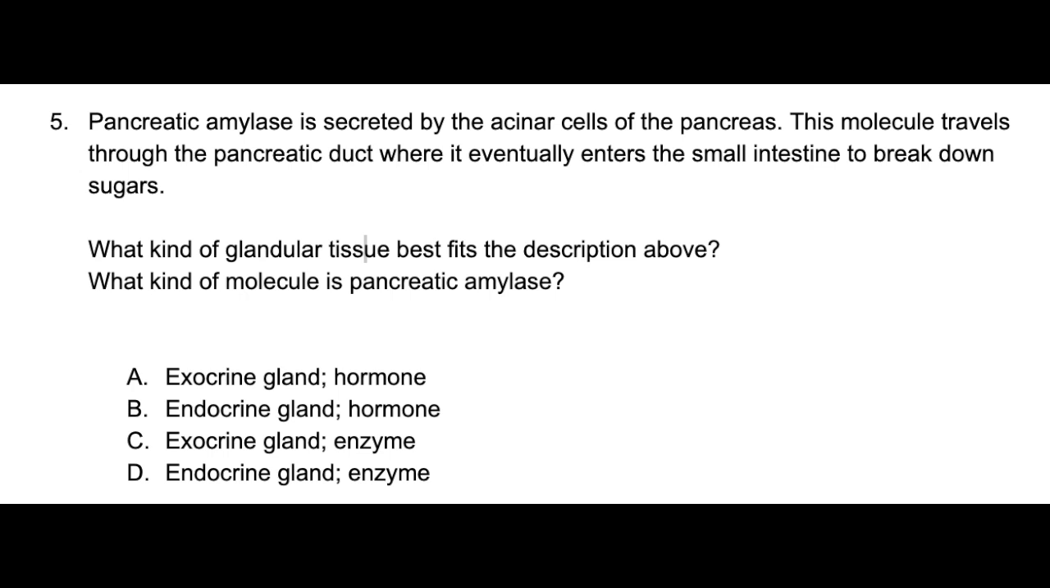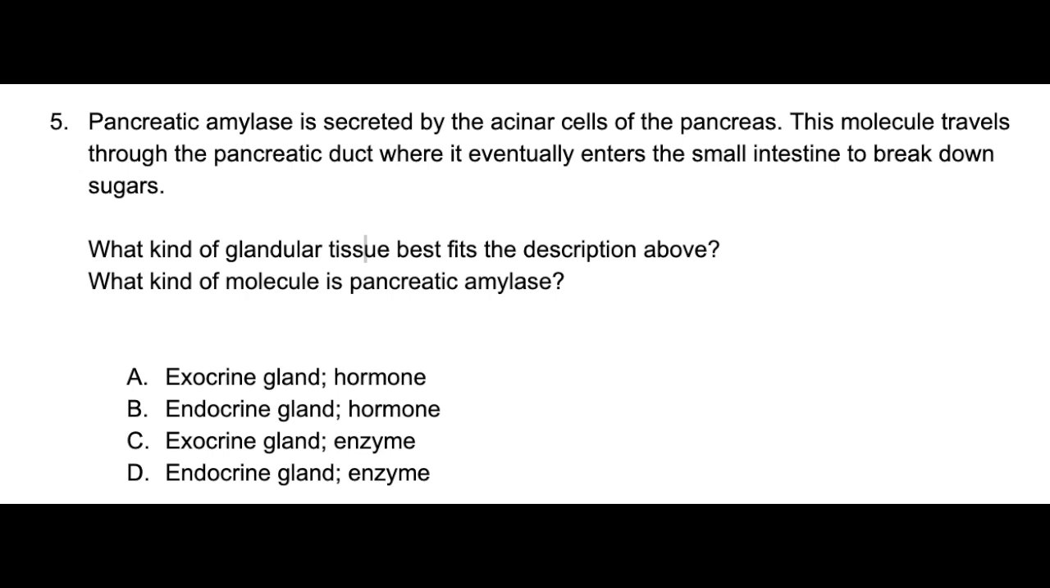The choices are hormone and enzyme. You may have never seen pancreatic amylase in your life, but what do you know? We've seen ACE before. Okay, we did some ACEs in that first unit. So if you have something that ends in ACE, like amylase, that's an enzyme. So the answer to this question for what kind, and I know you can't see the question, so I know you're having to do a saw in your head, I apologize. But what kind of glandular tissue best fits the description above? That's an exocrine gland, because the pancreas is secreting into a duct.